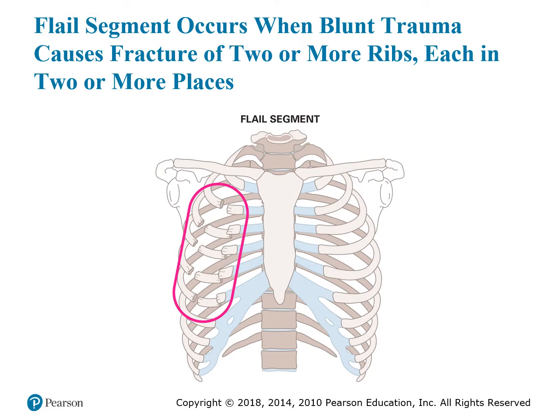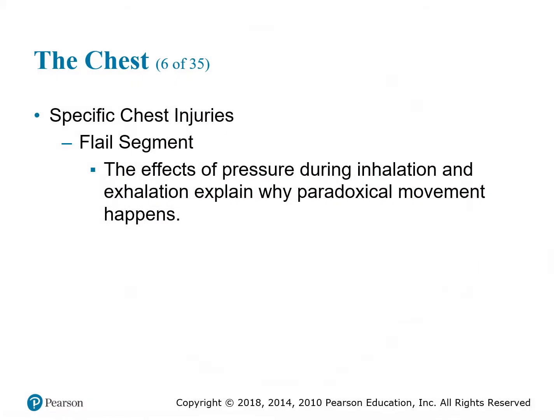This slide gives you an example of what it would look like. A flail segment, and you notice that the ribs are broken into two different pieces within the same rib itself. It can be several ribs also, and this can cause damage to the lung by puncturing it, and it can also cause a failure in the respiratory drive.